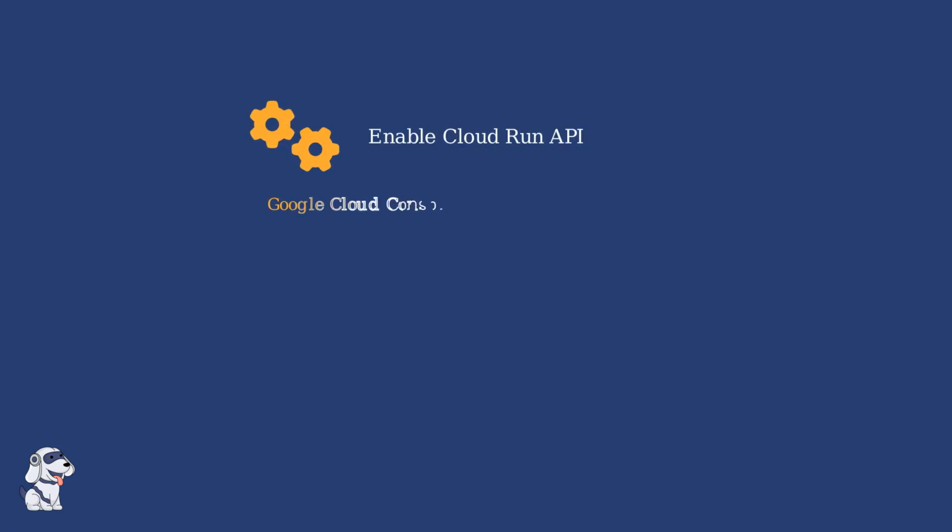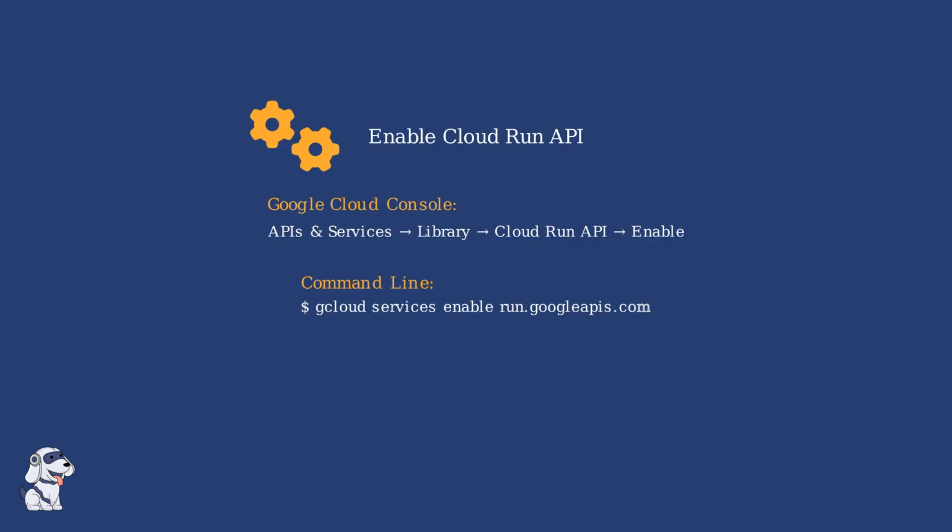Before Terraform can manage Cloud Run services, you must enable the Cloud Run API in your Google Cloud project. This API provides the necessary endpoints for creating and managing containerized applications.